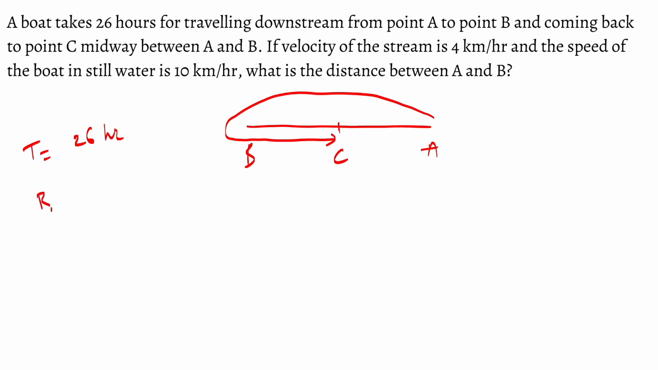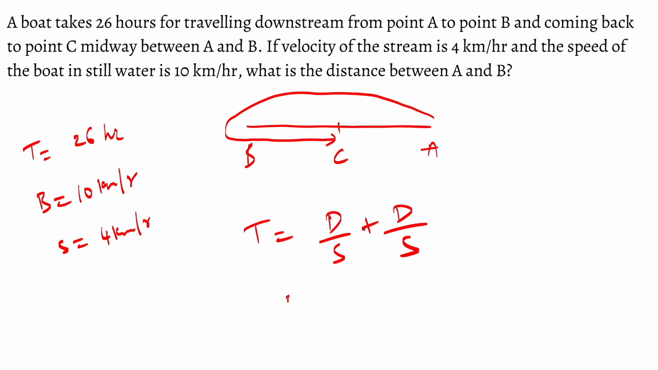We know the speed of the boat is 10 km per hour and the speed of the stream is 4 km per hour. So time taken is equal to distance by speed in the upstream plus distance by speed in the downstream. So what is time here? Time is 26 hours. The distance is d by 2, d by 2 by 6. Why d by 2 here?